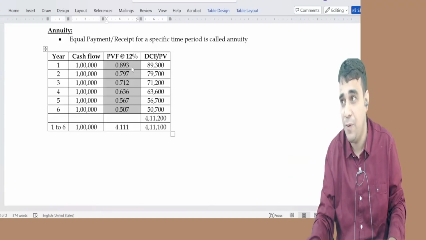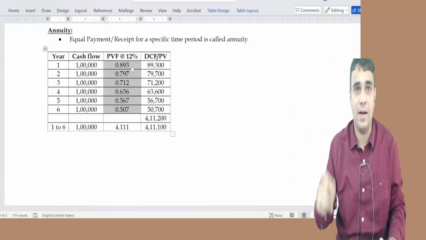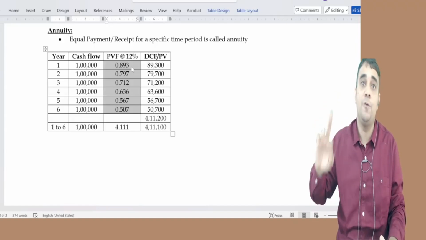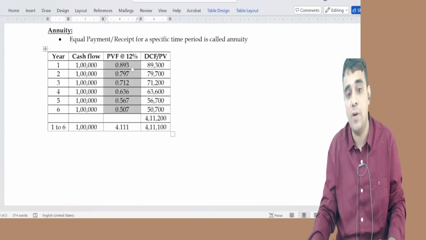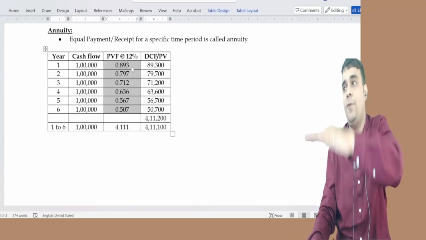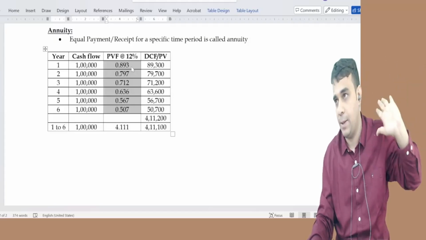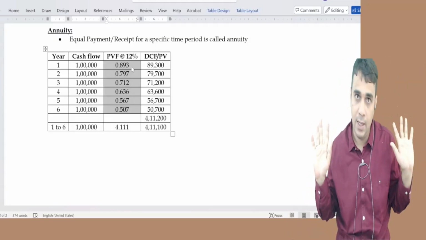After 25 years, do the future value factor. Like we did the present value factor, you will have to do the future value factor. How will you do it? Compound first year to 25th year, second year to 25th year, third year to 25th year. How the calculation is done, we'll understand in some time. Any doubts on the concept?